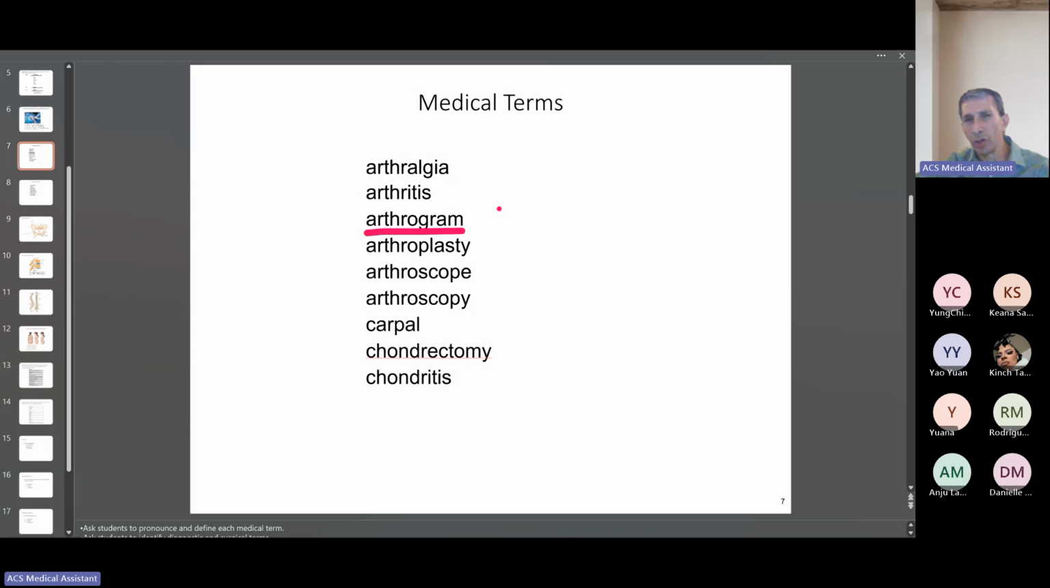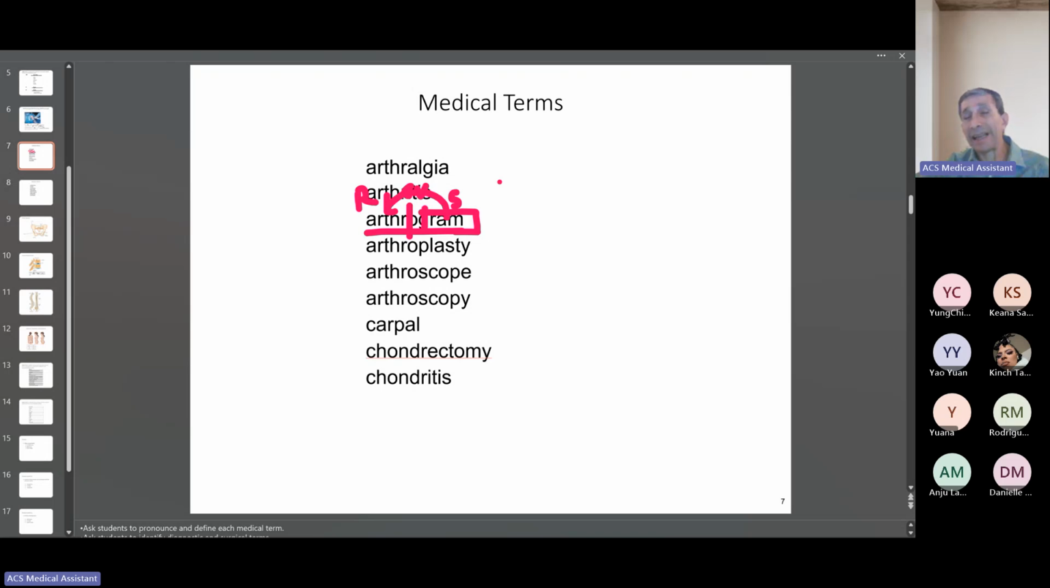Now this is a new term. So we're going to introduce two new terms here. Gram, which is the suffix, o, which is the combining vowel, and arthr, which is the word root. What is gram? Gram means recording. It's like the printout. We are recording what? The articulation, the joints.